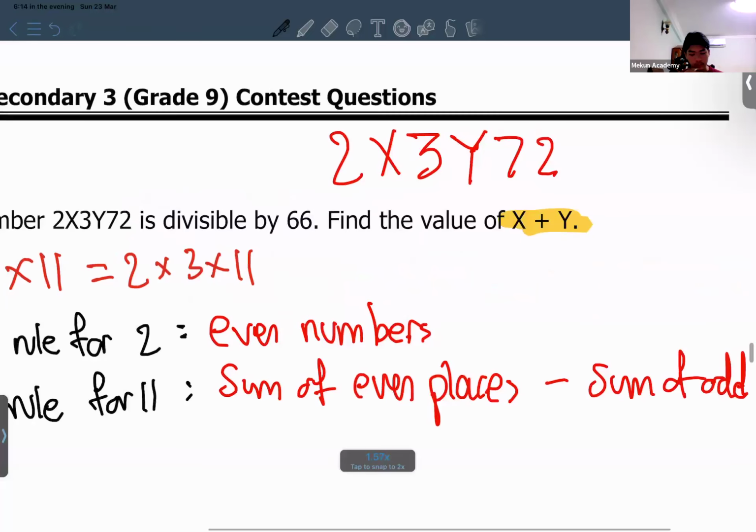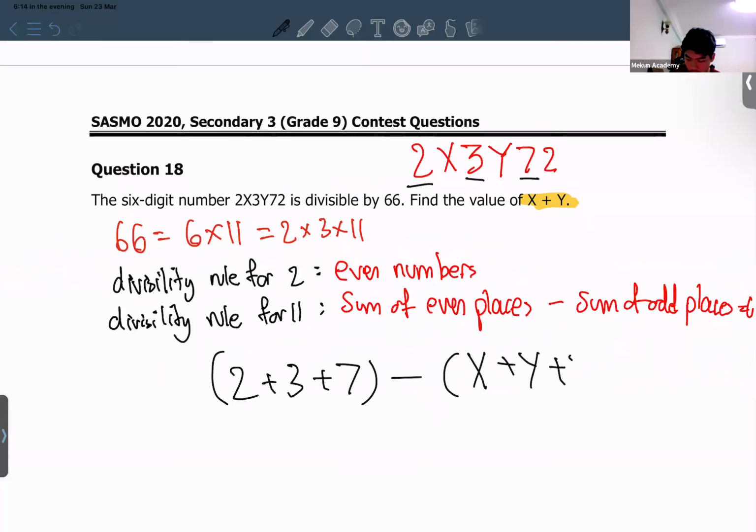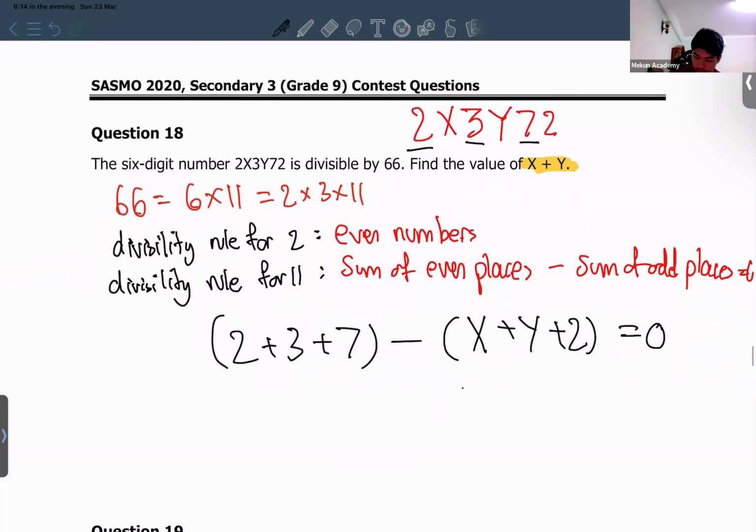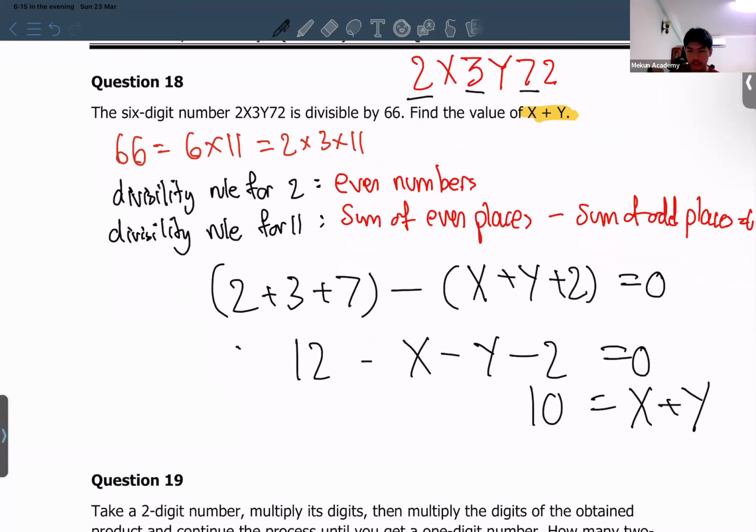If you look at the number, the even places have 7, 3, and 2. So you can write 2 plus 3 plus 7 minus the sum of odd places, which is x plus y plus 2, must equal 0. You need to multiply the minus sign in, and you'll get 12 minus x minus y minus 2 equals 0. Then you move negative x and negative y to the right side, and you'll get 10 equals x plus y, which is what the question is asking for.